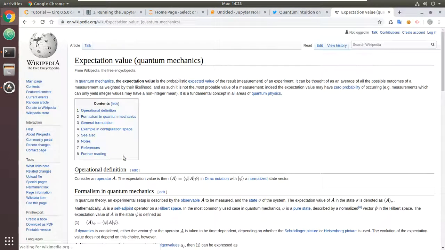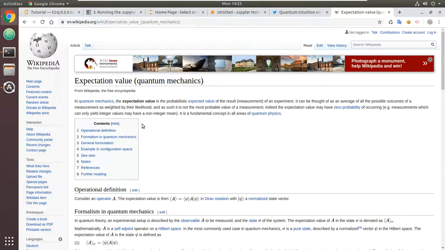Oh, wait a second. In quantum mechanics, the expectation value is the probabilistic expected value of the result of a measurement of an experiment. It can be thought of as an average of all the possible outcomes of measurement as weighted by their likelihood, and as such, it is not the most probable value of a measurement. Indeed, the expectation value may have zero probability of occurring. Ah, so it's the average of all possible outcomes weighted by the likelihood. Measurements which can only yield integer values may have a non-integer mean. It is a fundamental concept in all areas of quantum physics.